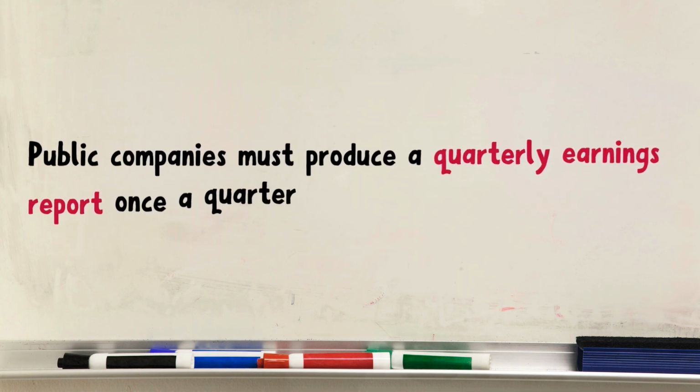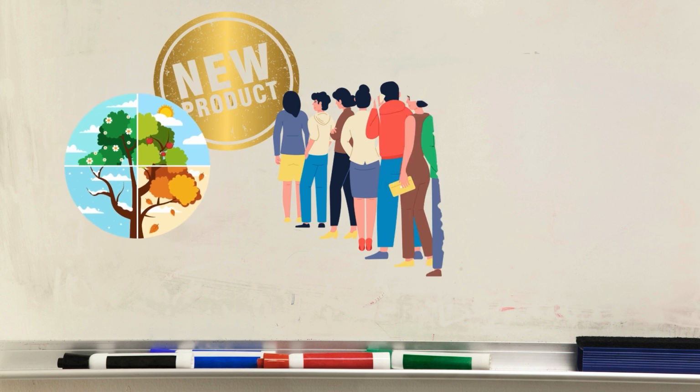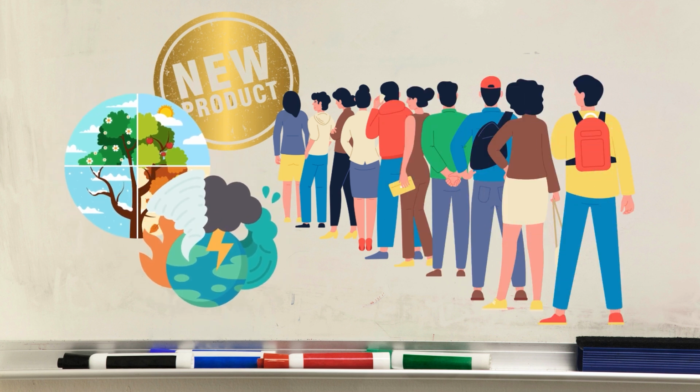Public companies must produce a quarterly earnings report once a quarter, or 4 times a year, for investors. Investors carefully read these reports and base their opinions about the value of a company on its current and projected possible future earnings. We've already looked at an example of how consumer demand for new products can affect a company's value and stock price. Other factors besides new products can drive demand, such as change of season, natural disasters, holidays, and more. Now let's use fundamental analysis to analyze 2 other companies and their value.